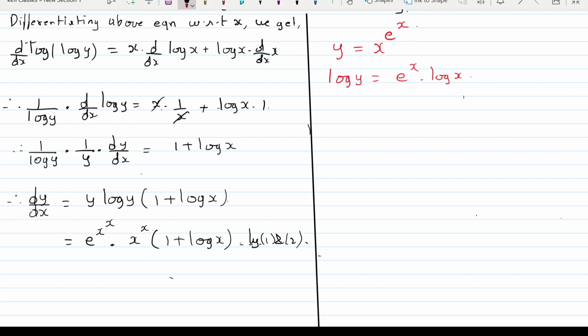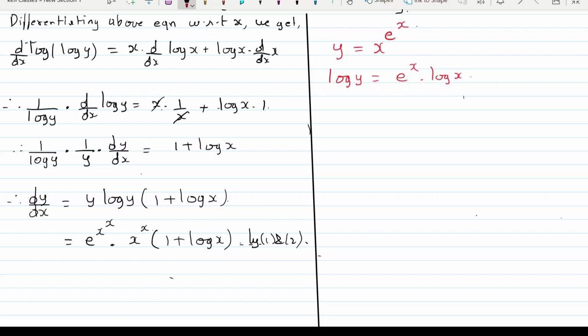So by the product rule, 1 upon y dy by dx is equal to e raised to x into 1 by x plus log x into e raised to x. Bring y over here, you get x raised to e raised to x. e raised to x also comes out common, so it's 1 upon x plus log x. Okay? So there is nothing to it. This was in fact easy. If it didn't come, ask me.